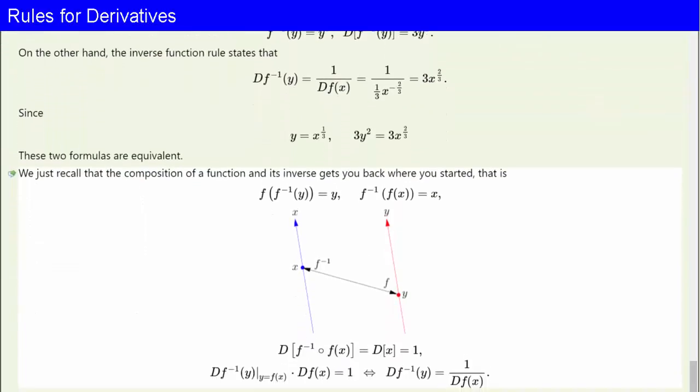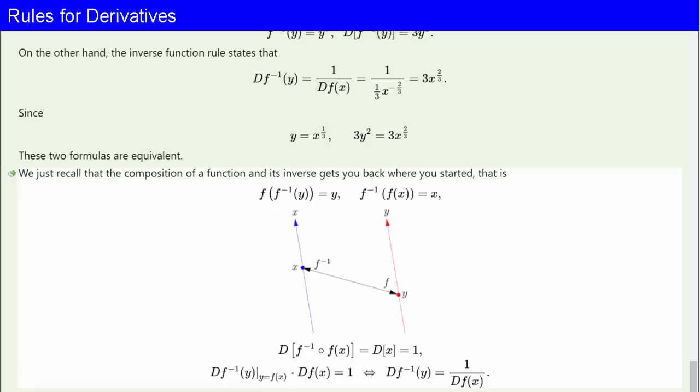The proof of the inverse function rule is embarrassingly easy, making use of the powerful chain rule. We just recall that the composition of a function and its inverse gets you back where you started. That is, f of f inverse of y gives you y. f inverse applied to f of x gives you x. So we take the second of these formulas and we differentiate both sides with respect to x. And we get the derivative of f inverse composition f is equal to the derivative of x, which is 1.